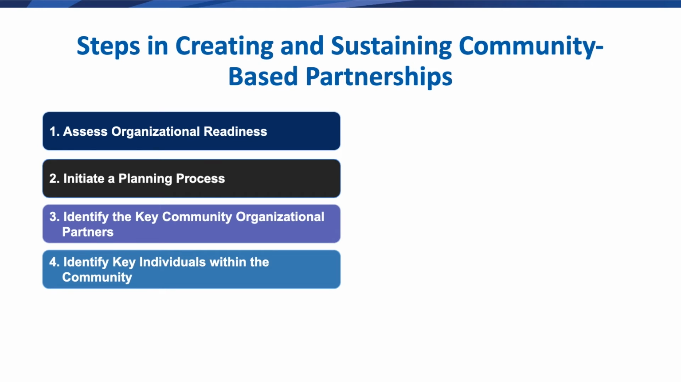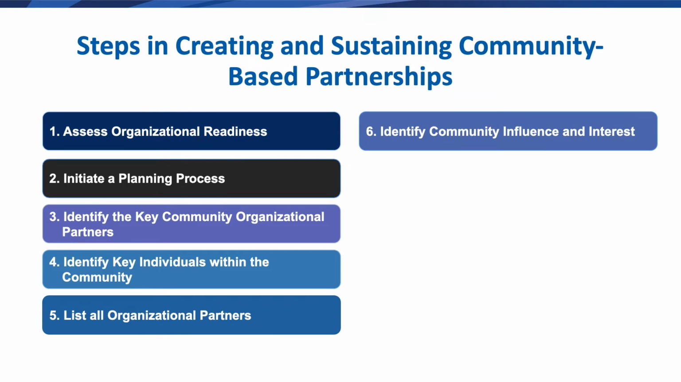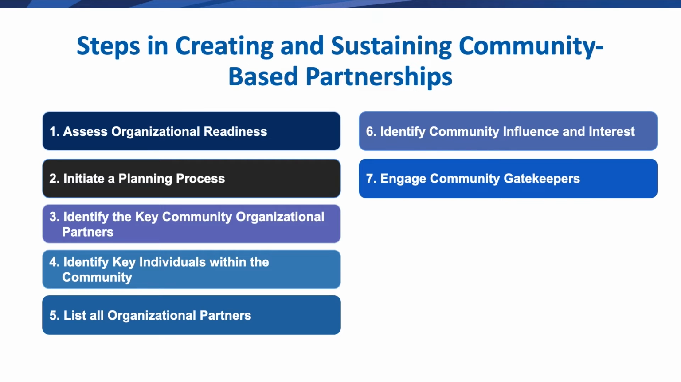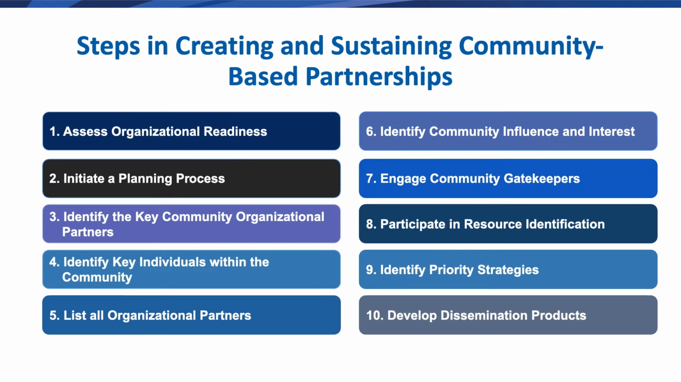Identify key individuals within the community. Just a note of caution: in some cases, the same people are asked to participate in community health and other partnerships over and over again. They get exhausted with all the requests to serve on these partnerships. So list all your organizational partners. Identify their level of influence and interest. For educational partners, their influence may be with the county school superintendent, parents, teachers, educational organizations, school boards, etc. Educational partners' interests include ensuring that all students in a community graduate from high school and perhaps receive additional post-high school education or job training. Participate in resource identification, identify your priority strategies, and then disseminate a product.